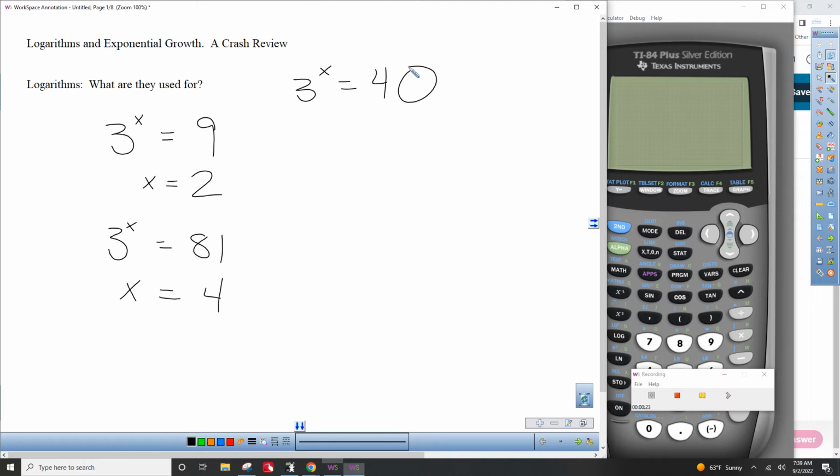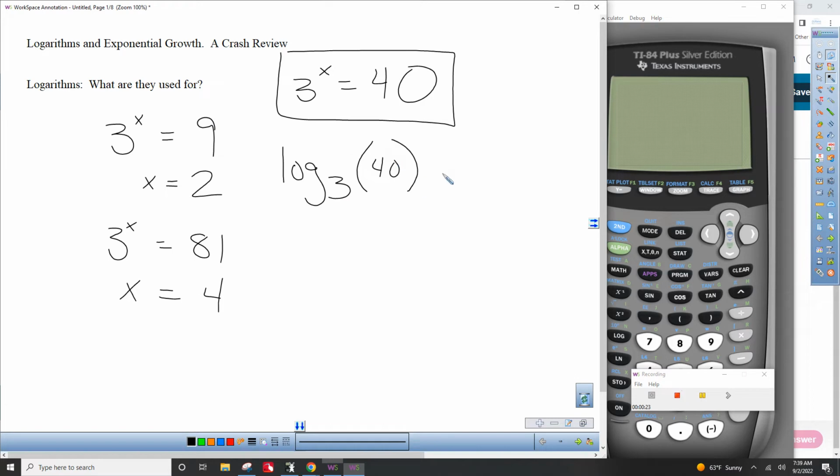So here's how it works. Identify the base. So 3 is the base of this system right here. So then you would say log base 3, and then switch the other two, of 40 equals x. That is your answer. Now, what does that number represent? Well, based on our other information, I would say it's between 3 and 4.